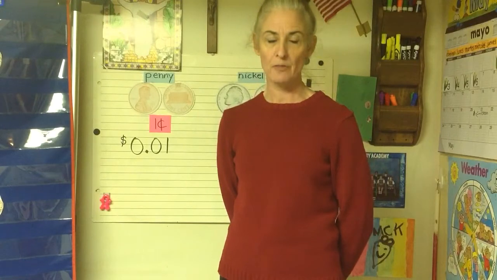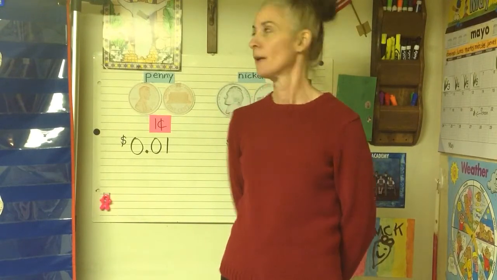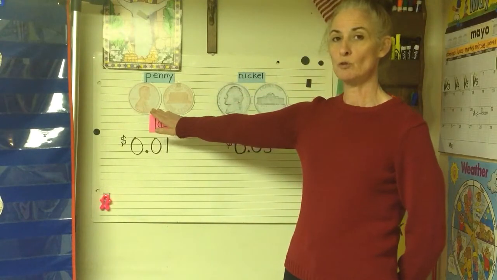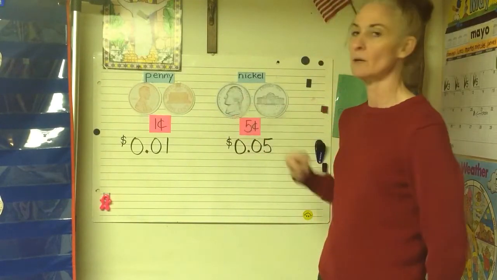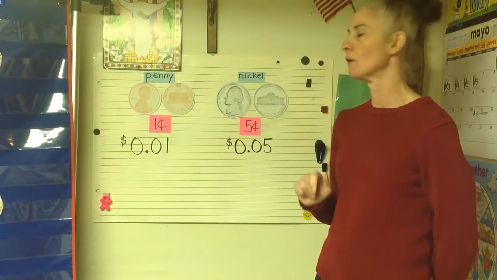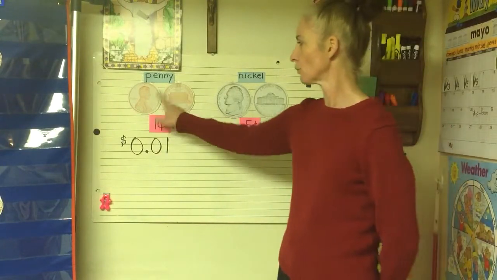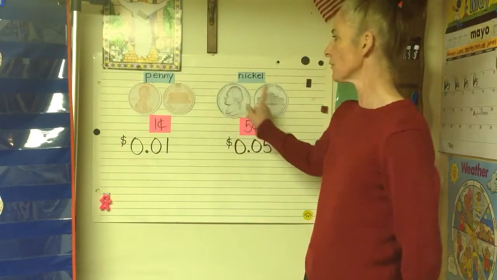Now we're going to do math. We're going to continue working with this coin, which is called a penny. Very good. And this coin, which is called a nickel. Very good. And here I show you the front and the back of the two coins.